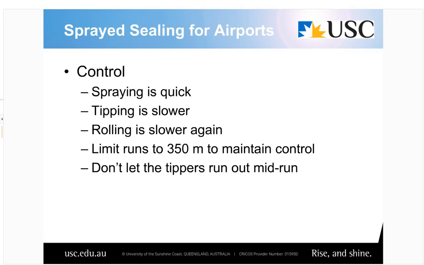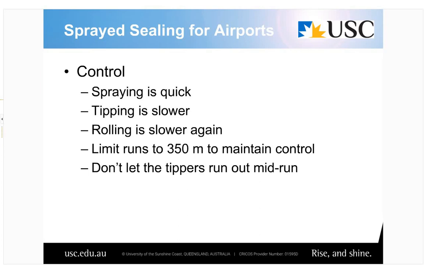So you imagine if you went from one end of your runway all the way to the other end of the runway, the tippers wouldn't make it, they'd run out. And the process of that tipper coming all the way back up and then another tipper going all the way back down to finish that run off, it takes a long time. And all that time the bitumen is cooling down more and more and just making it harder and harder to push those stones in. So 350 metres is a good length.